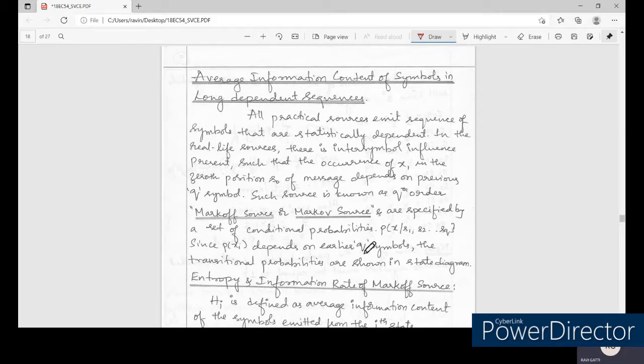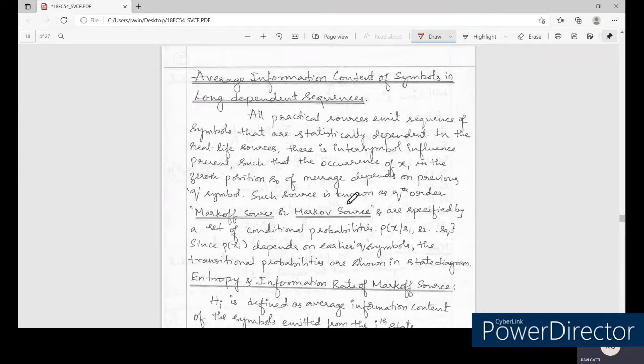For example, in WhatsApp, if you type two alphabets, then the third alphabet will be predicted based upon the previous two alphabets you have typed. Like that, we have source symbols which are emitted depending upon the symbols emitted in earlier cases. Such a source, model or transmitter, we call a Markov source, or a Markov source model.